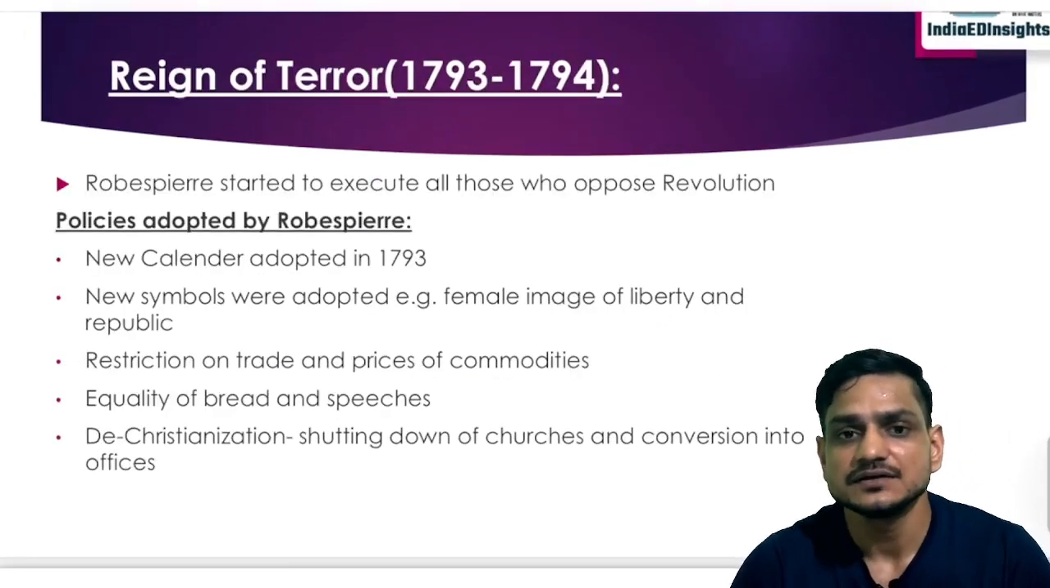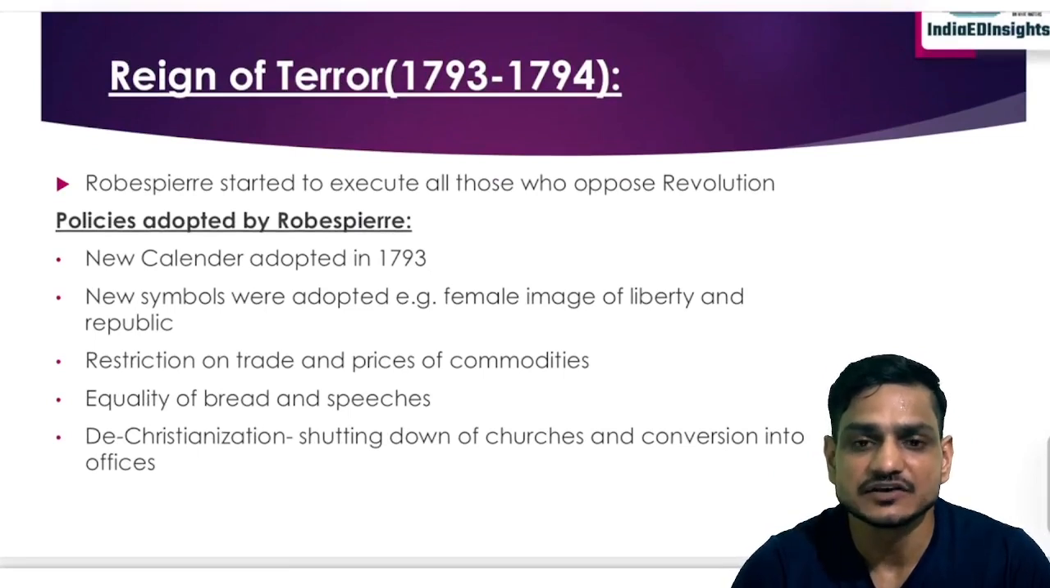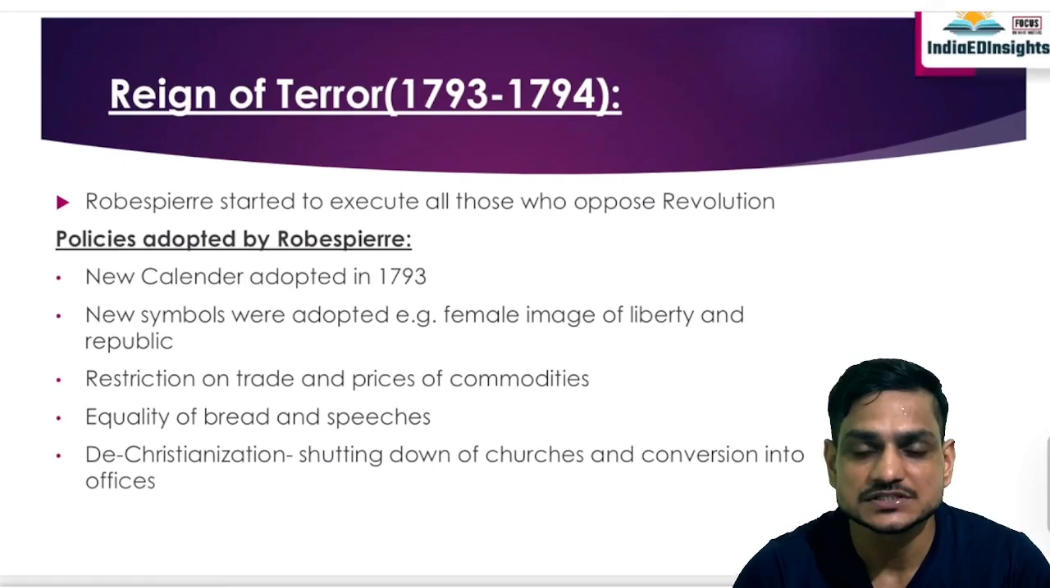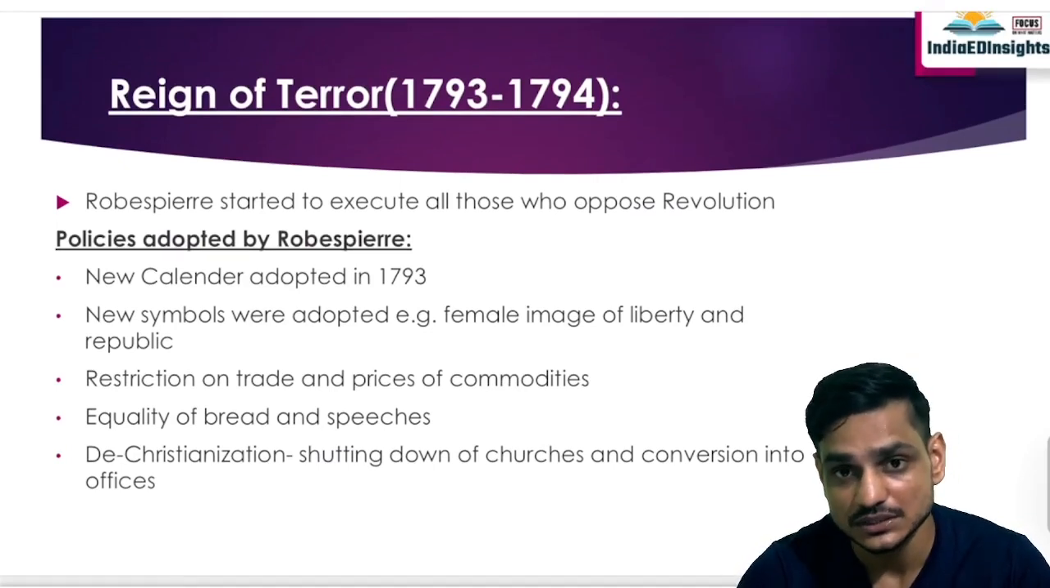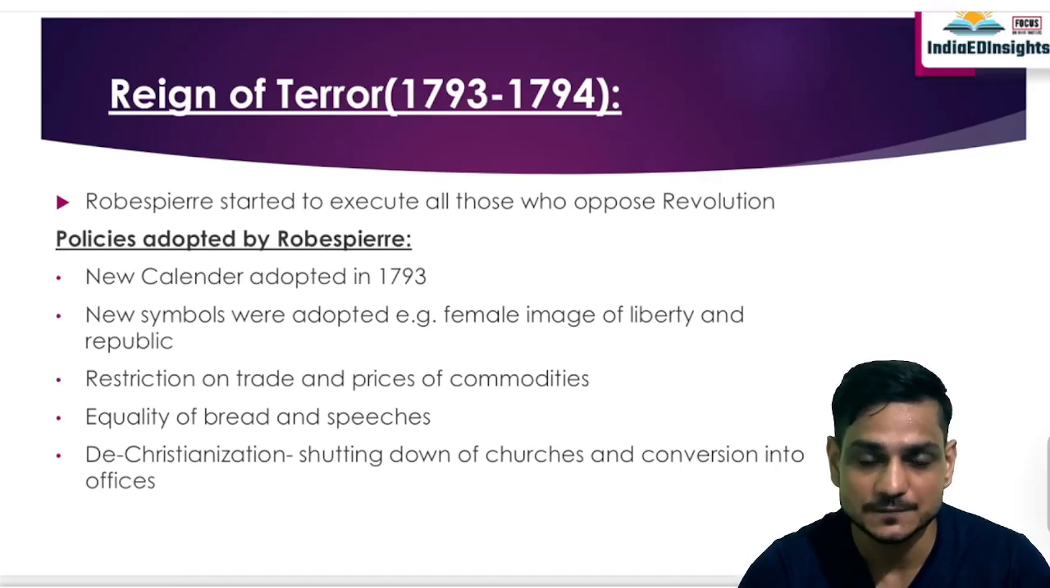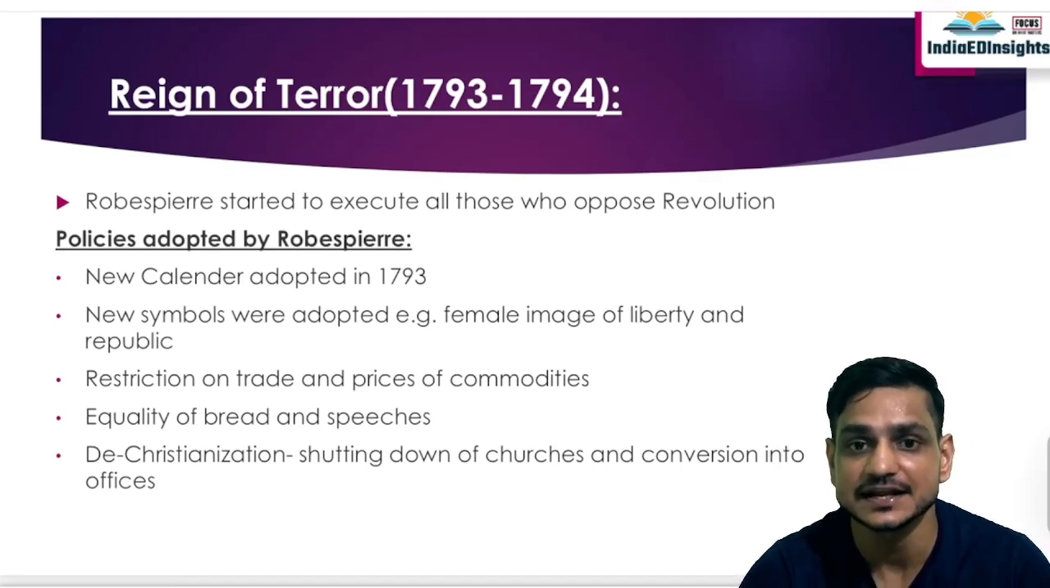So the Reign of Terror was from 1793 till 1794. In this period, Robespierre started to execute all those persons who opposed the revolution. All those persons who thought that Robespierre or the Jacobins had done anything wrong were guillotined by Robespierre and the Jacobins. So this period was considered the Reign of Terror.